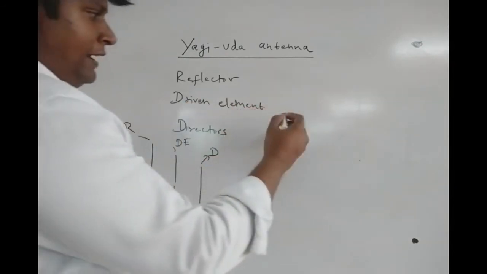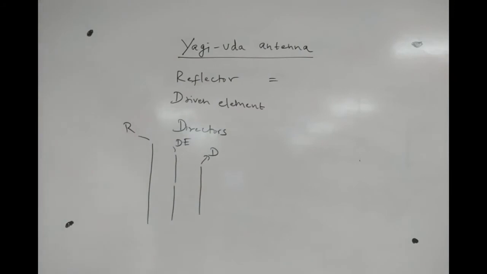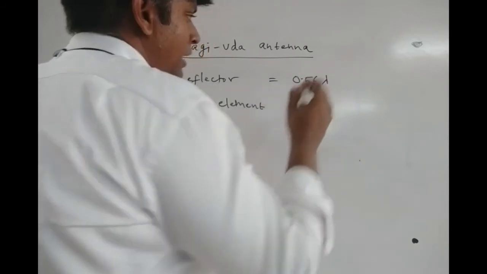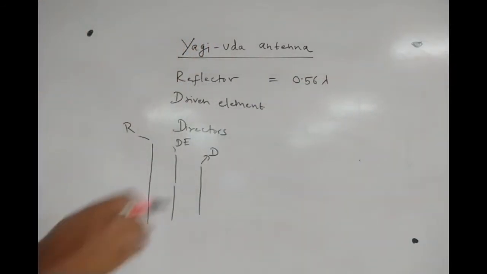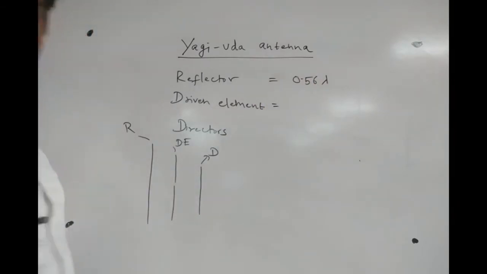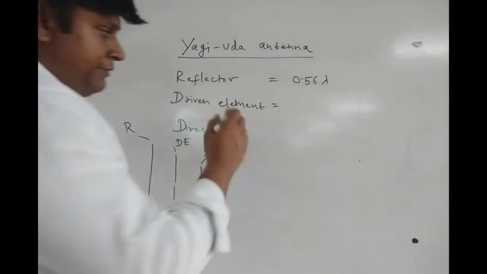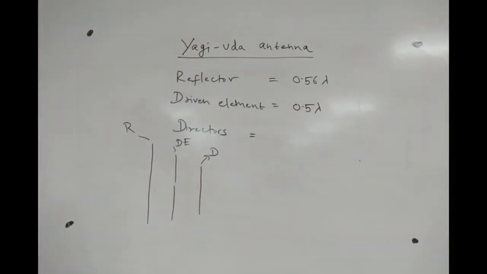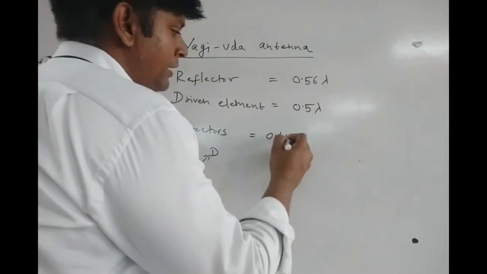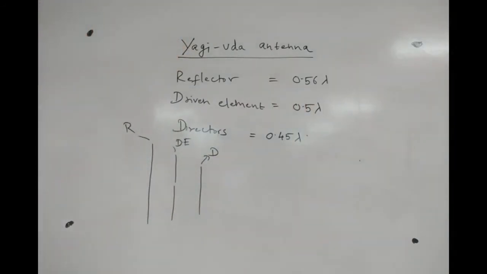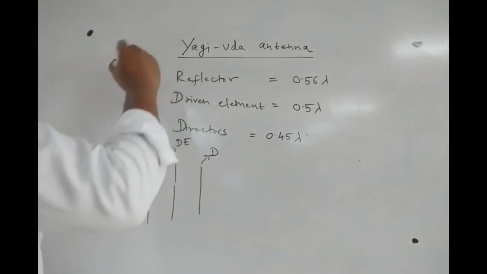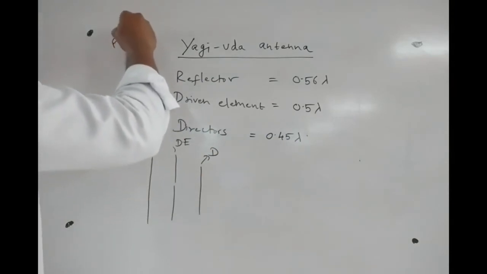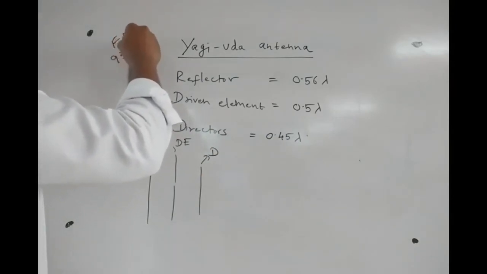Okay, so for reflector, the formula is 0.56 lambda. From the literature or from your theory, you would have studied the reflector length would be equal to 0.56 lambda, and the driven element length is 0.5 lambda, and the director length is 0.45 lambda. So as usual, I need to define my application as well as frequency. We already defined that. My application is FM and my frequency is 93.5 megahertz, Suryan FM.